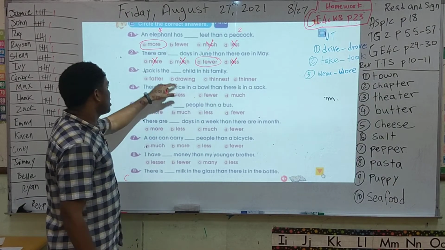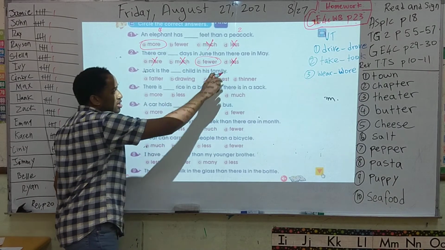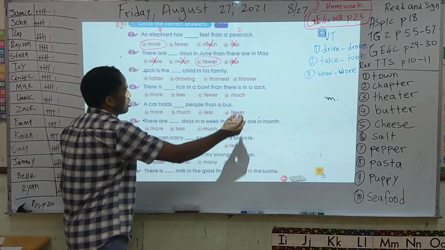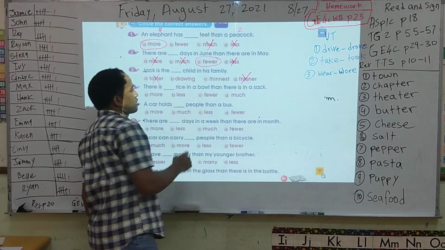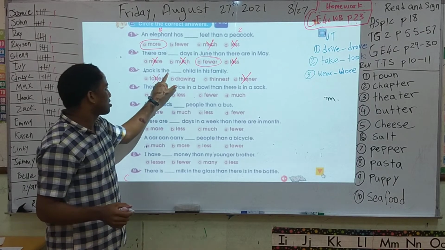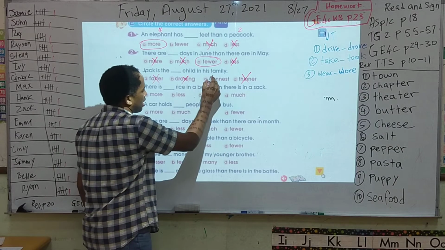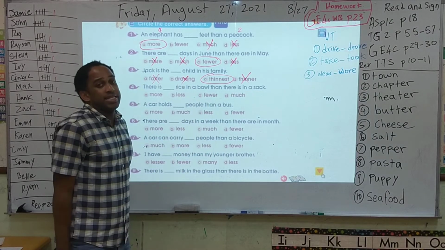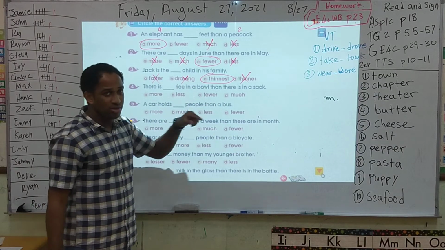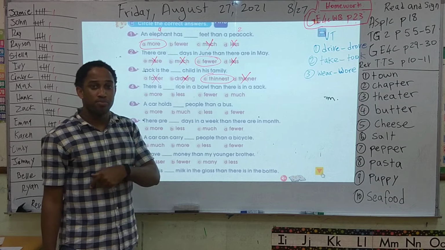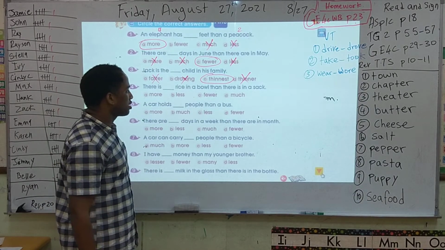Good. Jack is the dash child in his family. In his family, the family has more than 1, so more than 2. So you cannot say thinner, cannot say fatter. Okay? Mark is the dash kid. So you cannot say, so Mark is the thinnest kid. The thinnest. The fattest. Okay? The most beautiful.